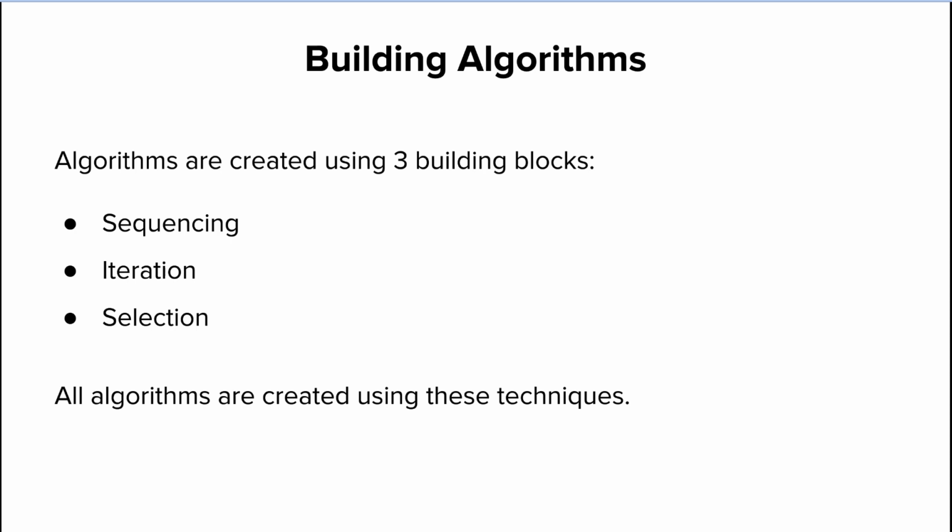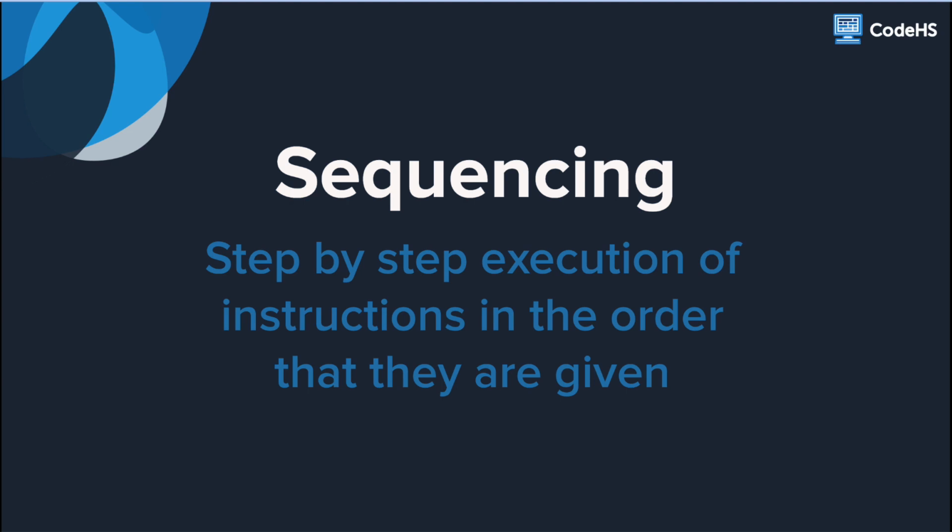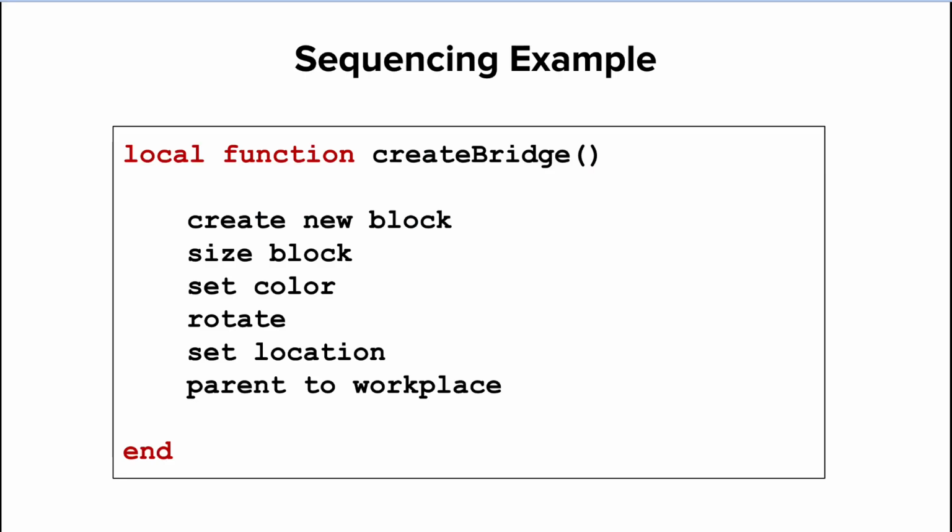Algorithms consist of three basic building blocks: sequencing, iteration, and selection. You have already used all three of these in your programs. Sequencing is a step-by-step execution of instructions in the order that they're given. Sequencing is a set of precise steps. In this pseudocode function, the program would run through each step in the order that they're listed. Doing so will create a bridge and complete the function.